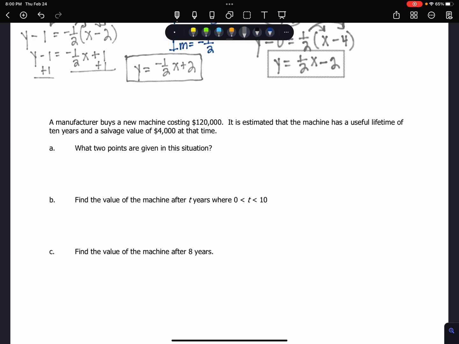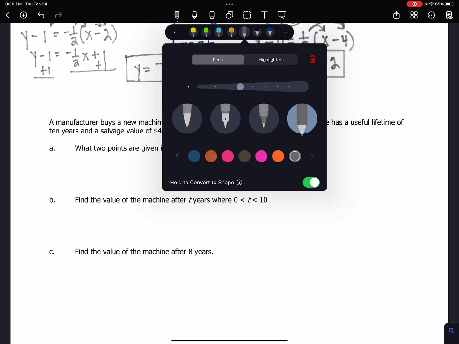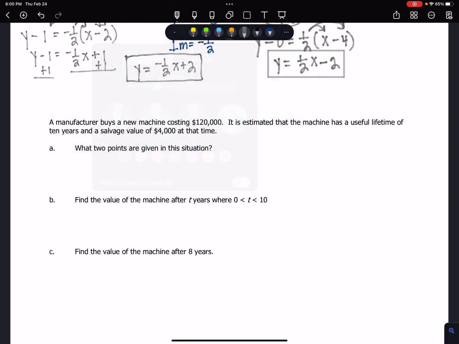So we've got two quantities that we're talking about. We're buying the machine new, costing $120,000. Then at 10 years of age, it has a value of $4,000. So we're talking about age and value. So I need to figure out which one depends on the other. Does age depend on the value? Sounds kind of weird. Or does the value depend on how old it is? And it's this one. The value depends on the age.